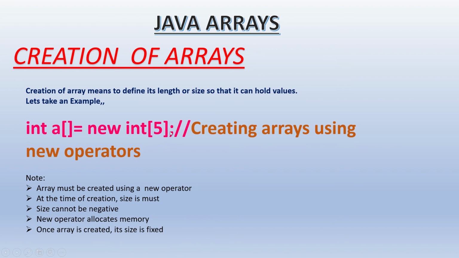So creating arrays using the new operator can be done like this directly, as you can see in the pink highlight I have done over here. After creation, there are a few points you should note down, students. An array must be created using the new operator; without the new operator we cannot create an array. At the time of creation, size is a must. See, I have given size 5. We cannot keep this place blank; size has to be given. Size cannot be negative. If we give a negative size, it will throw an exception, the negative array size exception.